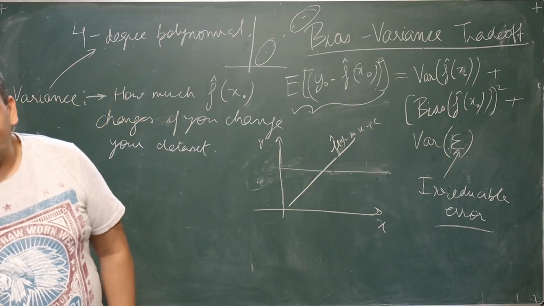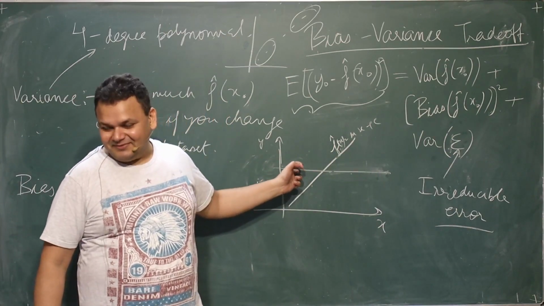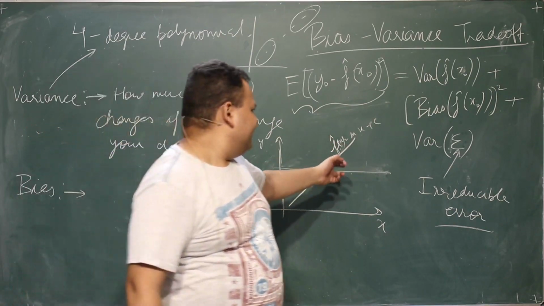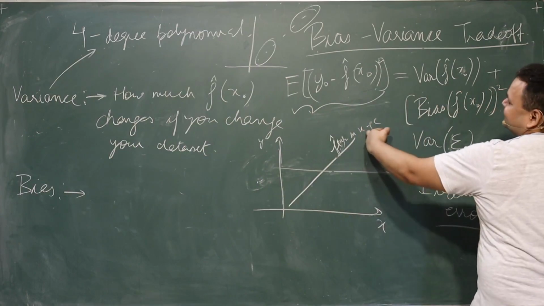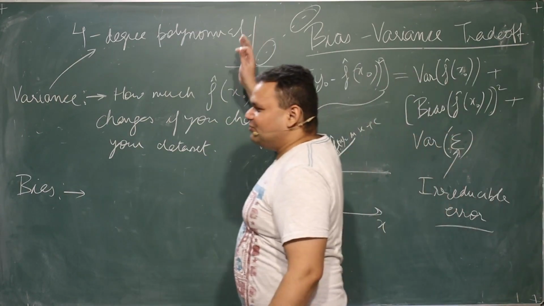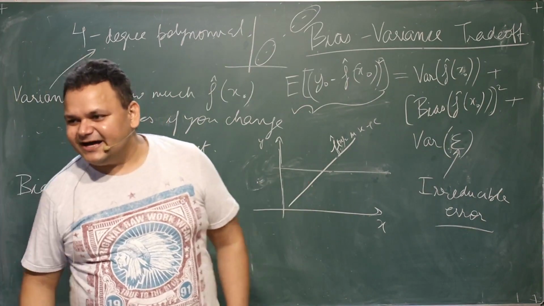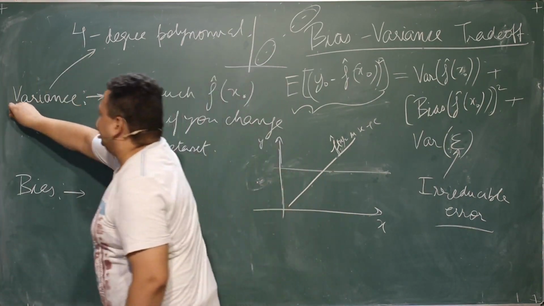Will it change? Yes, it will change more compared to this. So this has less bias. This has the most bias, and this has a little less bias. What about if you move further and further higher in degrees? We are reducing our bias, but we are increasing our variance.